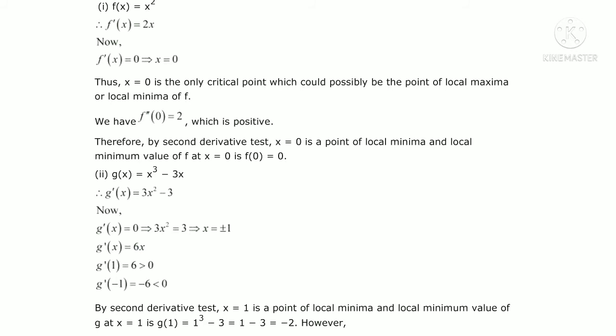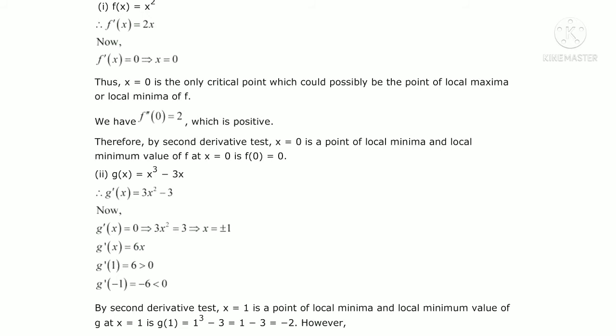So when we differentiate again, we get 6x, and after that we have to put the critical points one by one. When we put 1 in place of x, g double dash of 1 equals 6. 6 means a positive value. If positive value, what do we get? Minimum. So at which point do we get minimum? When x equal to 1. And when we put minus 1, we get less than 0.